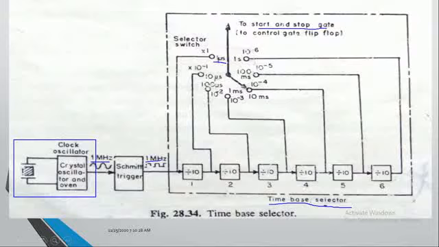So I can say that the time period t is equal to 1 by f, that is 1 by frequency. If you take the reciprocal of the frequency, you can easily calculate the time, and vice versa. If you take the reciprocal of the time, you will get the frequency. So here we have the 1 megahertz signal, and it is given as an input to the divider.